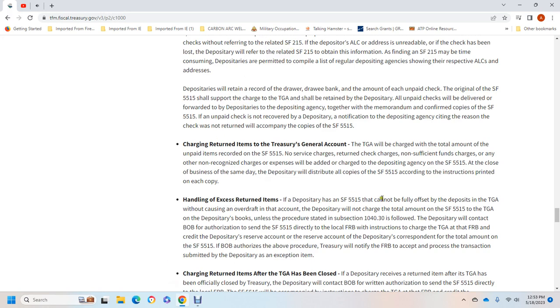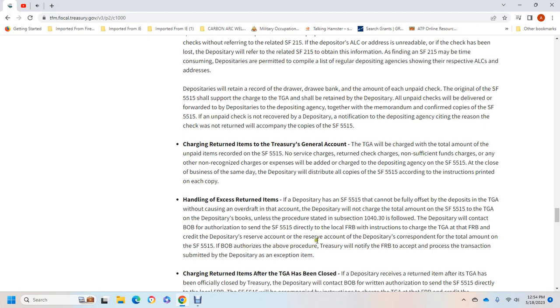Handling excess returned items. If the depository's Standard 5515 cannot fully offset the deposit of the Treasury General Account without causing an overdraft of the account, the depositor will not charge the total amount of Standard Form 5515 to the Treasury General Account on the depository's books. Unless procedures stated in subsection 1040-30 apply, the depository will contact the BOB for authorization to send 5515 directly to the local Federal Reserve Bank. Instructions shall charge the Treasury General Account at that Federal Reserve Bank and credit the depository's reserve account for the total amount of Standard Form 5515.